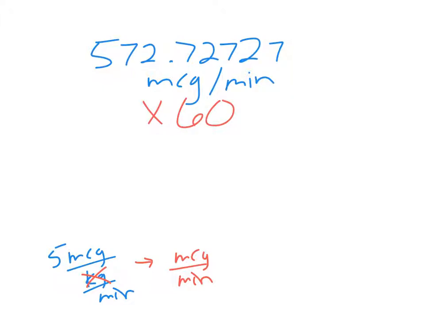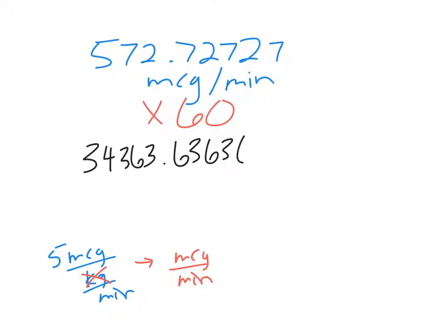So I'm going to go ahead and multiply that number by 60. Leaving that answer in my calculator, I'm now just going to hit times 60. And that tells me that my patient needs, and it's a super big number, 34,363.63636. And that again is now how many micrograms they need every hour based on their weight, which is what we did first.